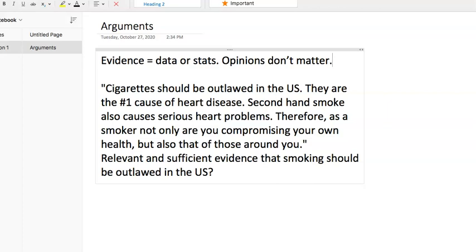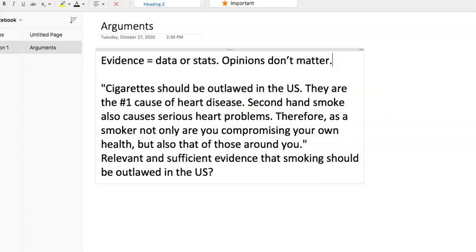Okay, so we're going to go through this example here. I'll read it. It says cigarettes should be outlawed in the US. They are the #1 cause of heart disease. Secondhand smoke also causes serious heart problems. Therefore, as a smoker, not only are you compromising your own health, but also that of those around you.